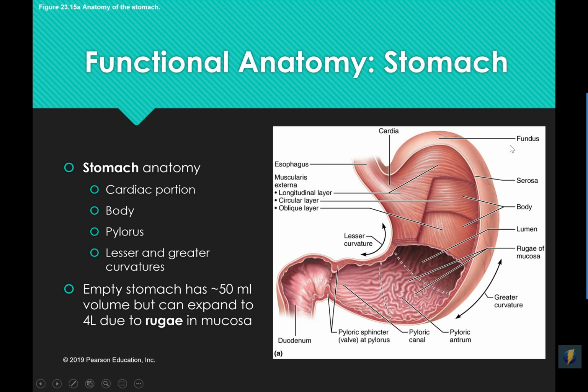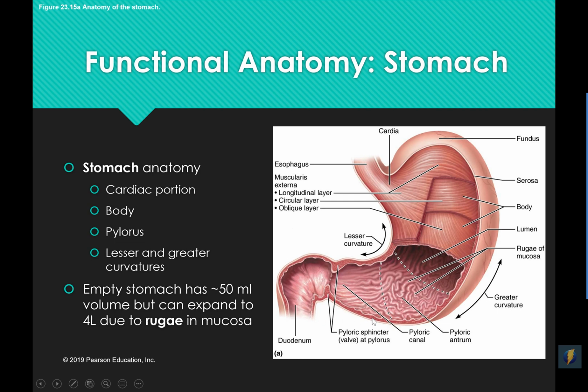There are a couple different sections to the stomach. The initial section of the stomach that connects to the esophagus is known as the cardiac portion of the stomach. The section of the stomach that sticks up a little bit is known as the fundus of the stomach. Most of the rest of the stomach is the body of the stomach, ultimately leading into the pylorus and the pyloric canal, which ends at that pyloric sphincter muscle between the stomach and the small intestine.